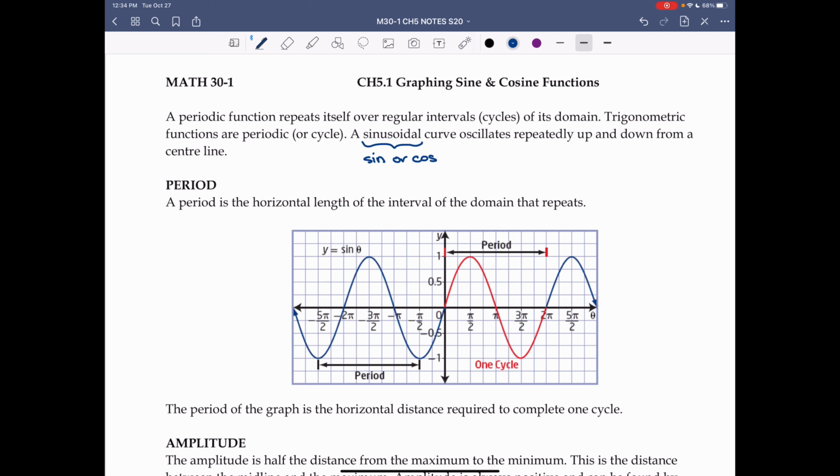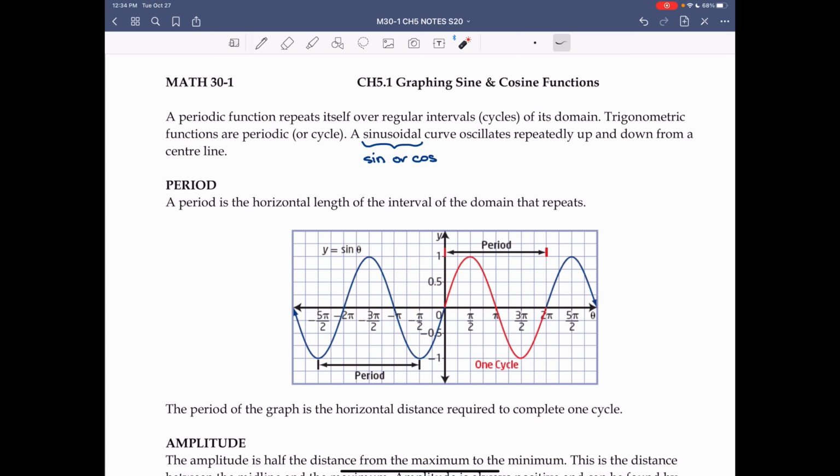Period. A period is the horizontal length of the interval of the domain that repeats. The period of the graph is the horizontal distance required to complete one cycle. So we can see here the graph starts at y equals 0, goes up to y equals 1, comes back to y equals 0, goes to y equals -1, comes back to y equals 0, and then it starts to repeat that pattern.